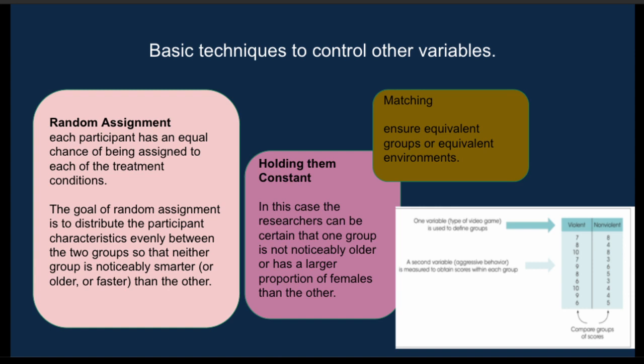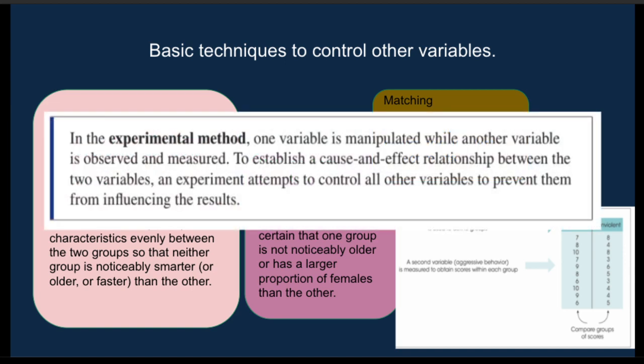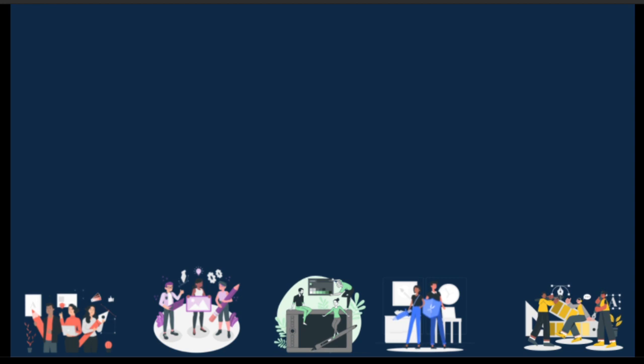And then holding the variable constant. Here on the table, the researchers use only 10-year-old boys as participants. They're holding the age and gender constant. In the experimental method, let's remember that one variable is manipulated while another variable is observed and measured. And to be able to make a cause and effect relationship between two variables, the experimental method controls all other variables so that we can prevent them from influencing each other.